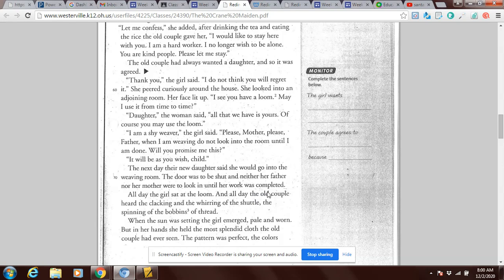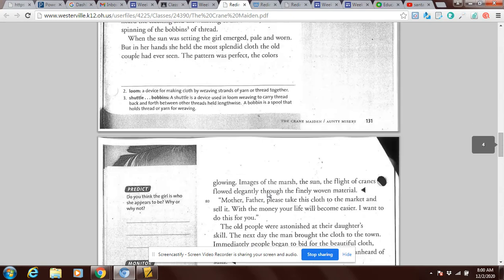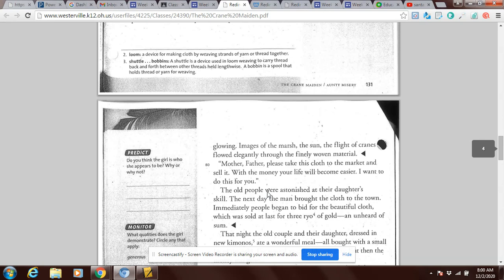When the sun was setting, the girl emerged, pale and worn, but in her hand she held the most splendid cloth the old couple had ever seen. The pattern was perfect, the colors glowing. Images of the marsh, the sun, the flight of cranes flowed elegantly through finely woven material.